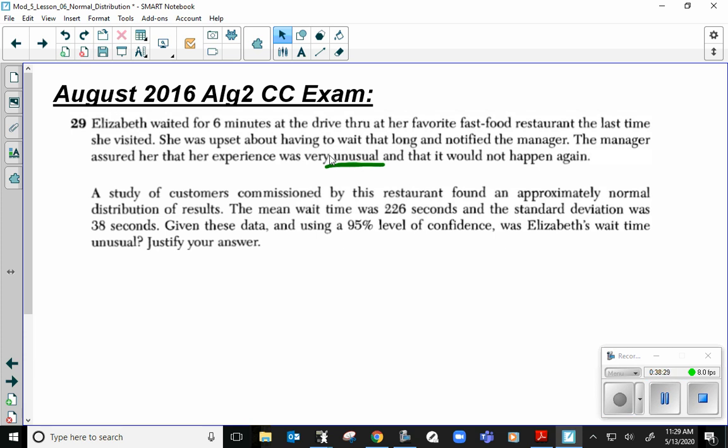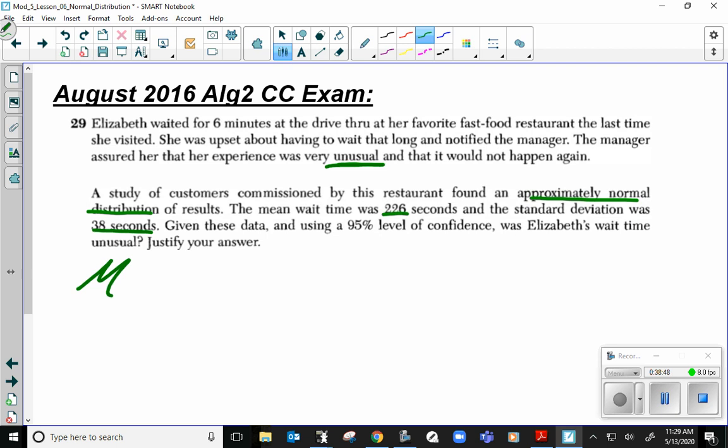They do a study of customers commissioned by the restaurant, and they found that an approximate normal distribution results. Bell curve, great. And the mean was 226 seconds. The standard deviation was 38 seconds. So I've got a mean of 226 seconds and a standard deviation of 38 seconds.